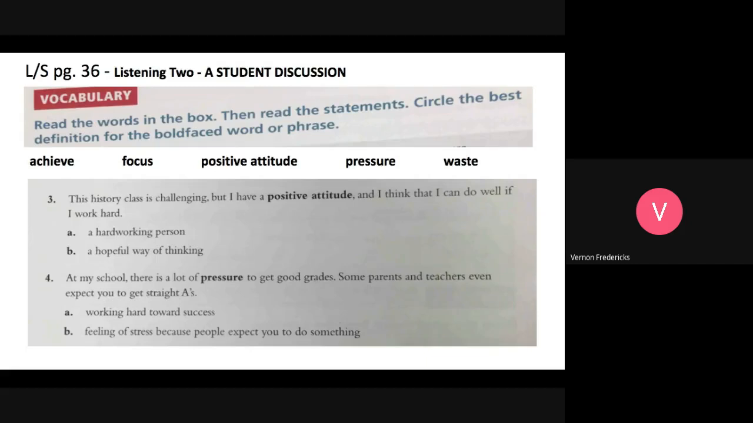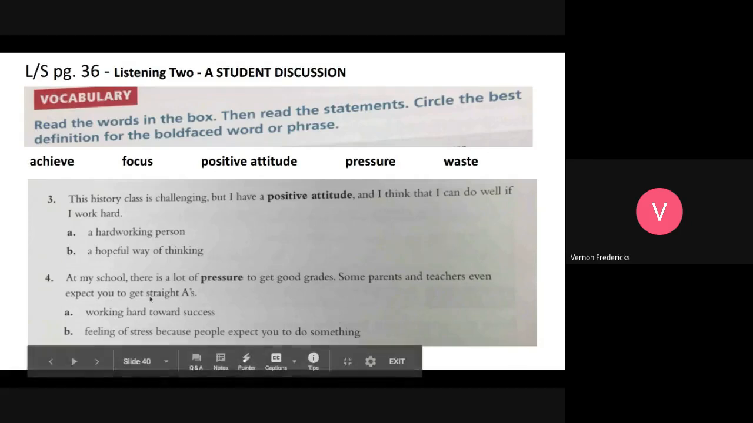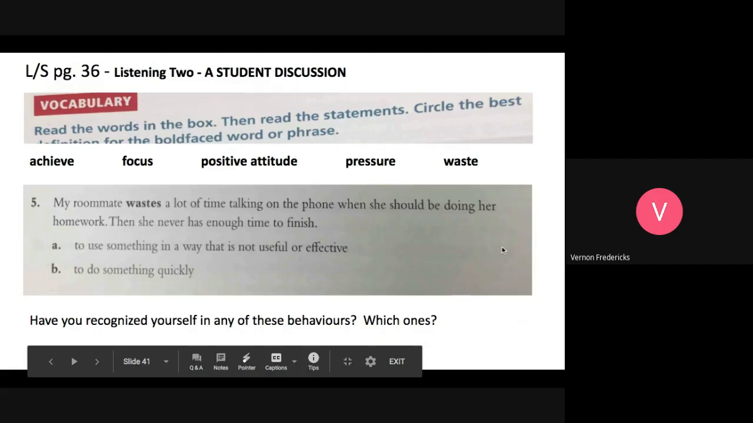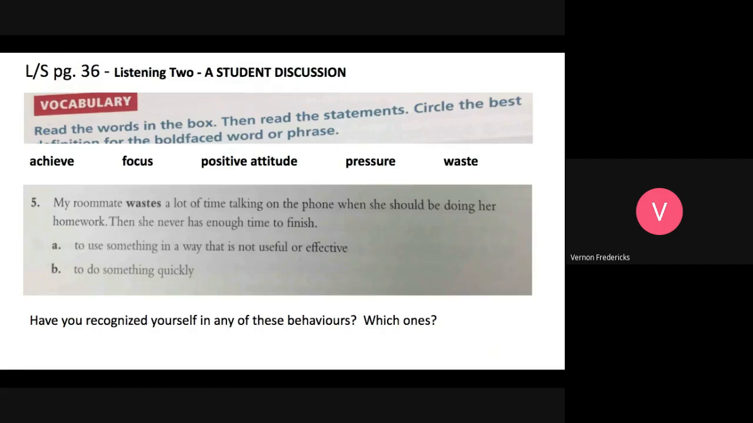Okay, number 3, positive attitude. Number B. Number 4, pressure, feeling of stress because people expect you to do something. Again, number B. Okay. Last one.